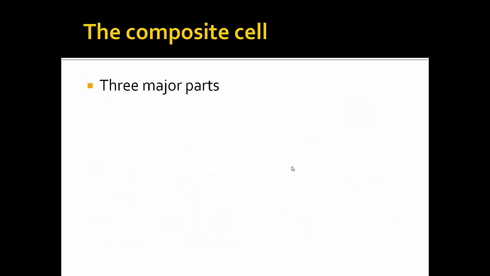Okay, in the composite cell, which is the general cell that isn't a real cell but contains many of the major features, you have a nucleus, cytoplasm, and the cell membrane. Those are the three major parts of the composite cell, but there are a whole bunch of organelles that you need to know a lot about too.